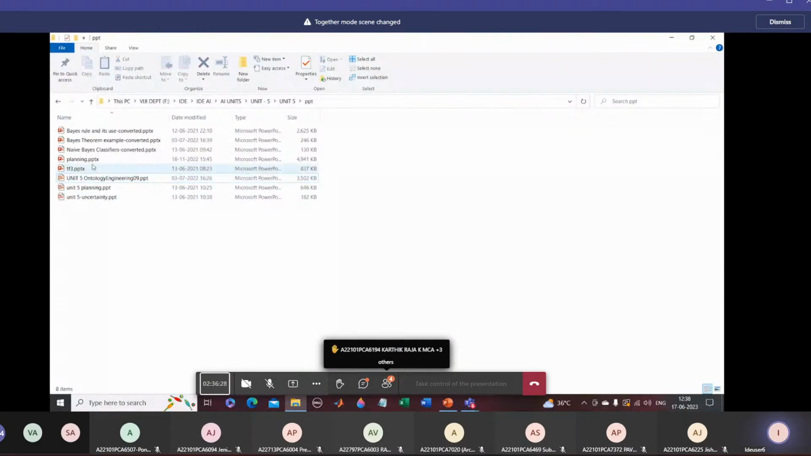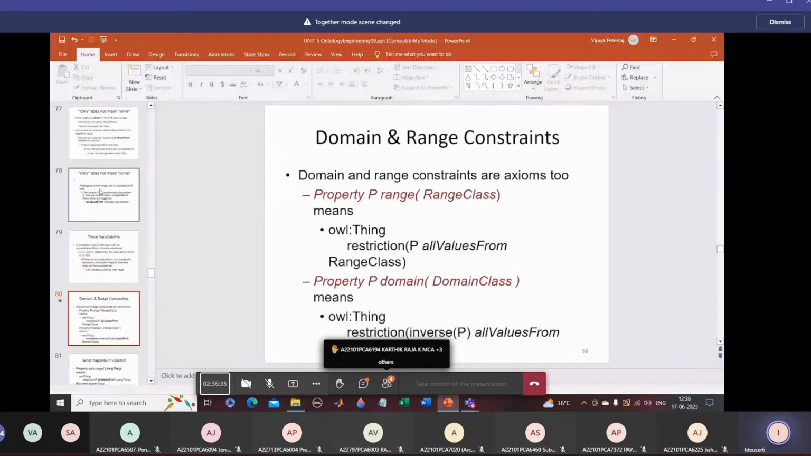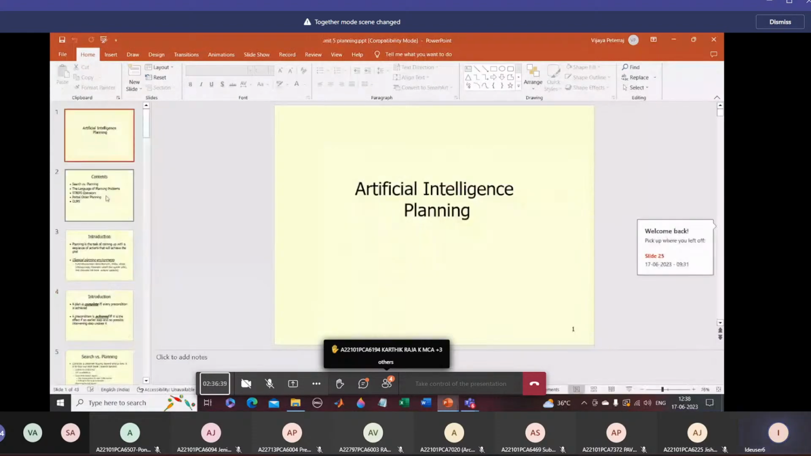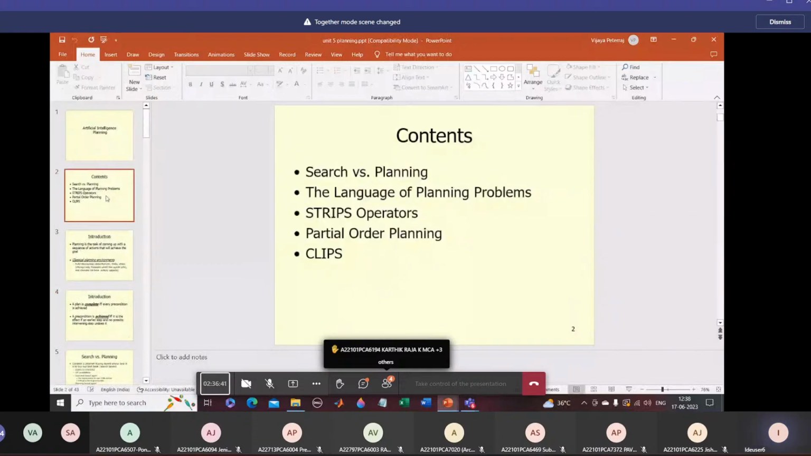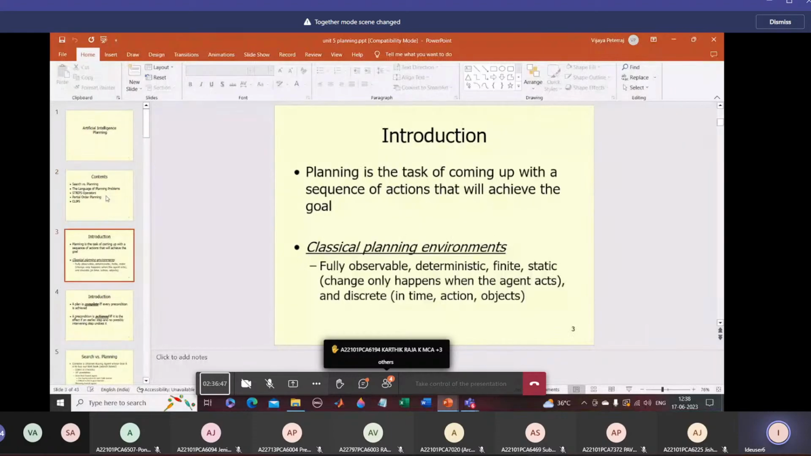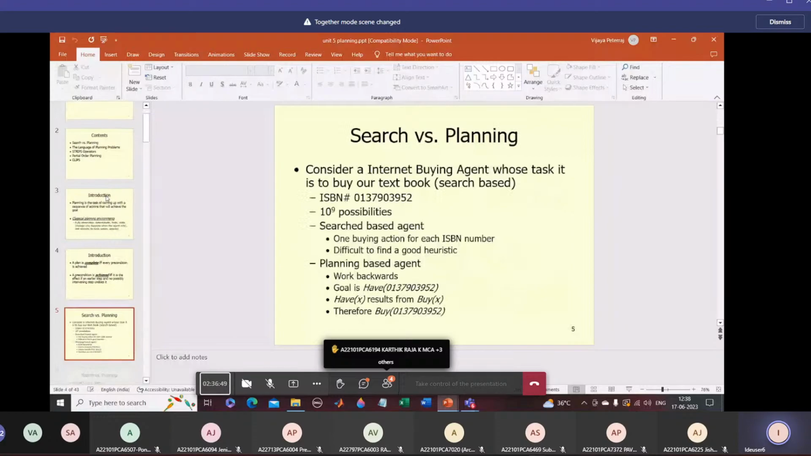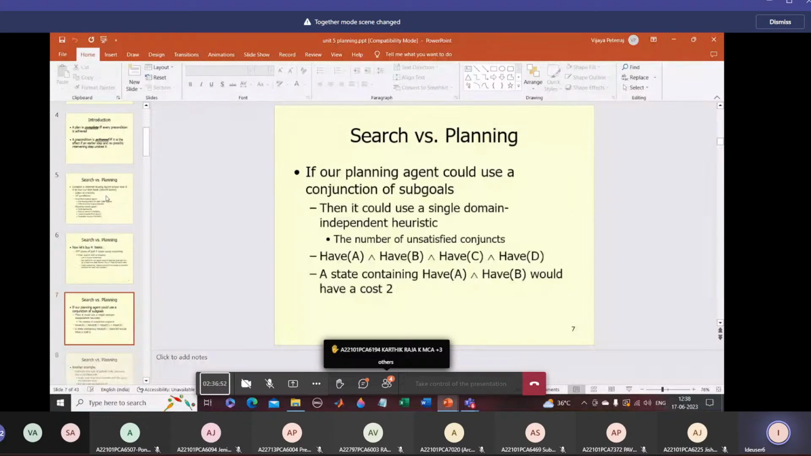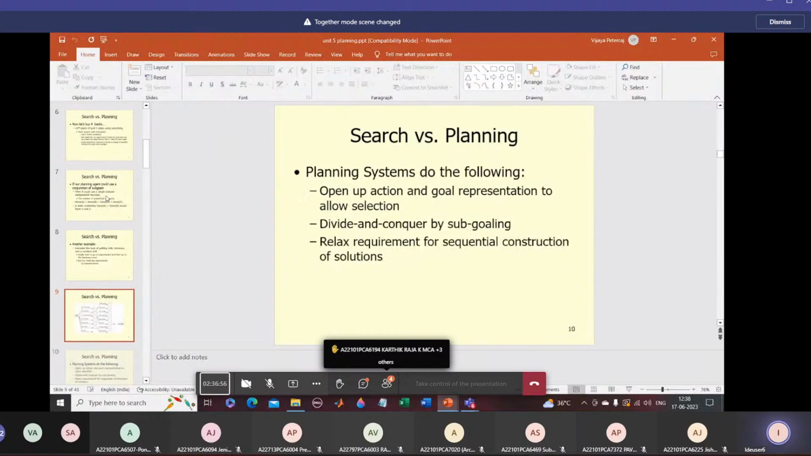So this planning will be a little one. Okay, planning: search versus planning, the language of planning problems, STRIPS operators, partial order planning, CLIPS. So everything is given here. This is the example they have taken here. Only simple things are given, but in another title, you have everything in detail.